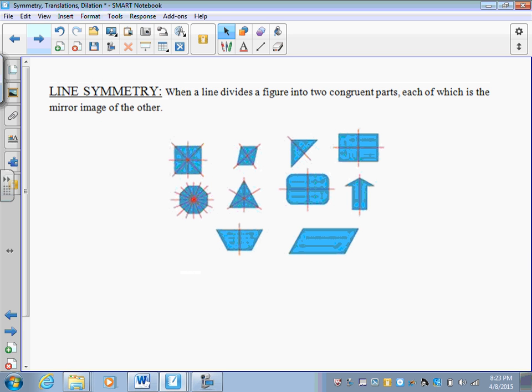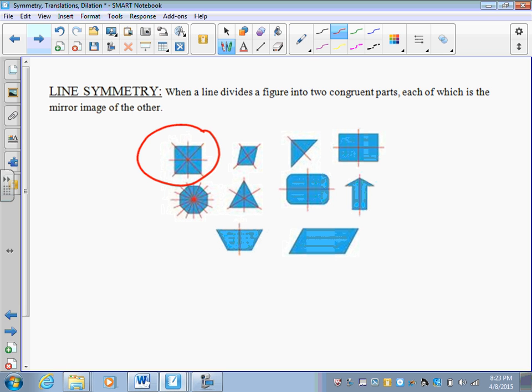For line symmetry, it is a line that divides a figure into two congruent parts. So for the first shape, how many lines of symmetry do we have? So we have 1, 2, 3, and 4. If I put a 5 here, it doesn't have 5 lines of symmetry. 5 and 1 are the same line, so you only have 4 lines of symmetry. For the last one, there are no lines of symmetry.